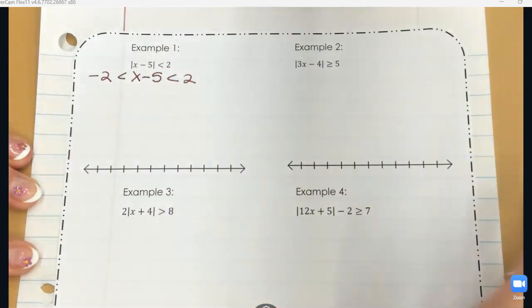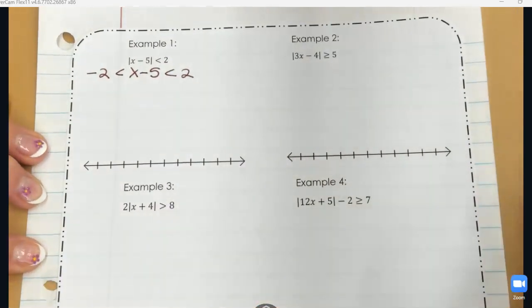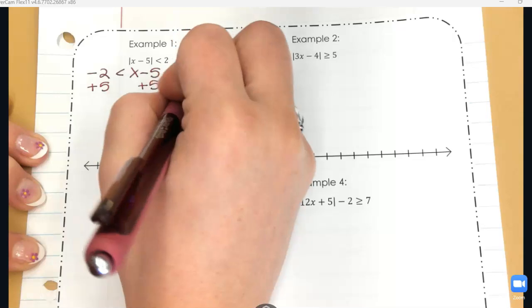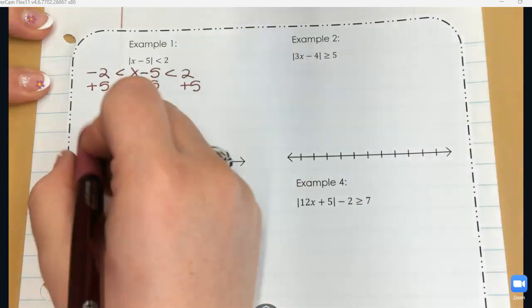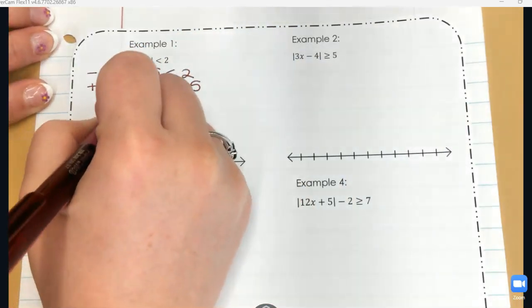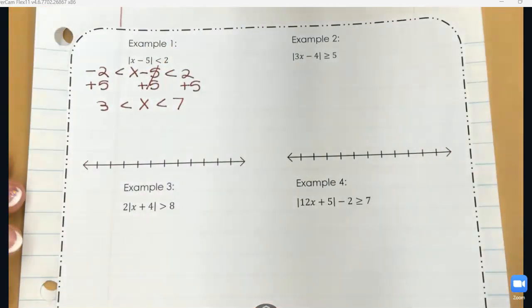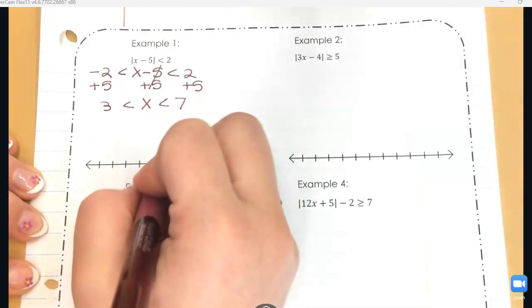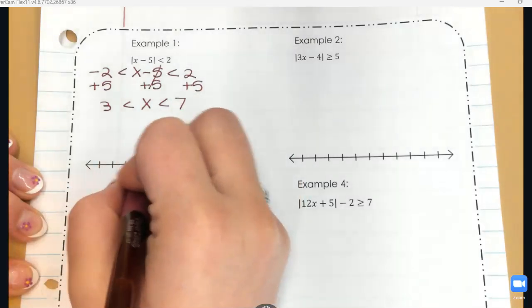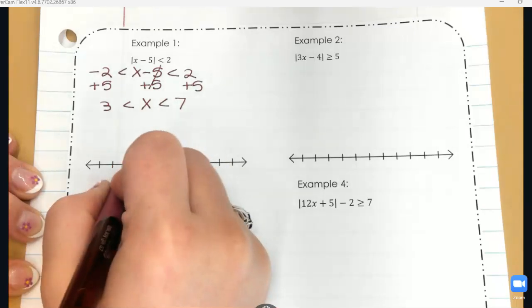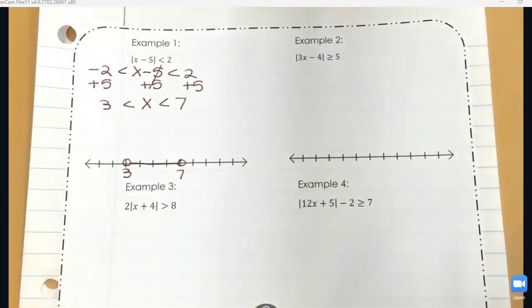So this is now my inequality. I'm going to solve for x. We do this similarly to equations. Whatever you do in the middle, you have to do on the left and on the right. So if I add 5 to all sides, this is going to become 3. This becomes x, and this becomes 7. So now to graph that on my number line, I would need to make sure I have 3 and 7, and it's going to be two open circles and a line between them.